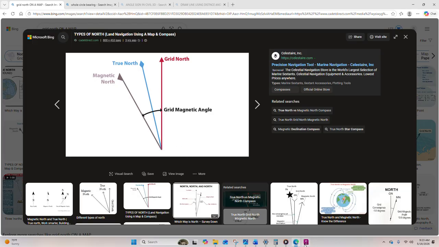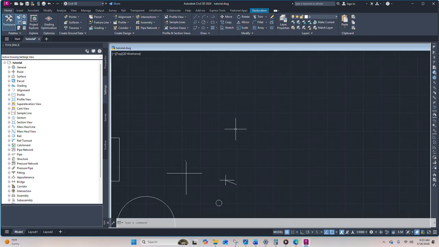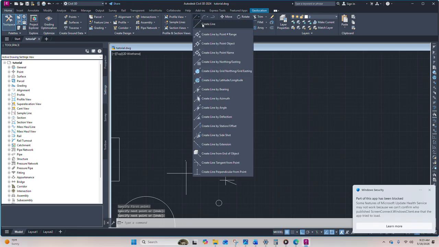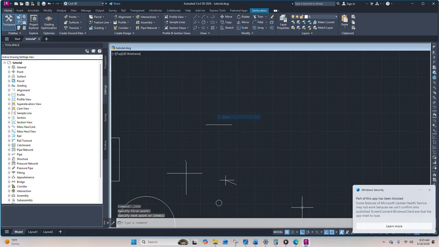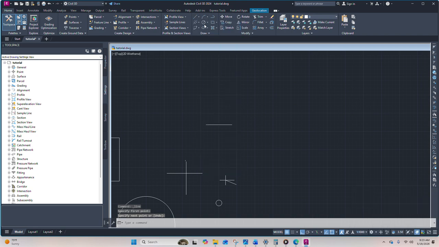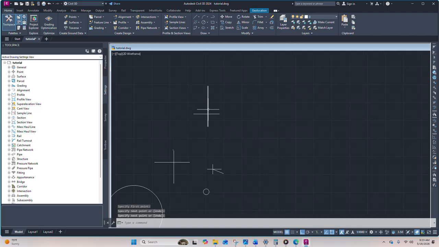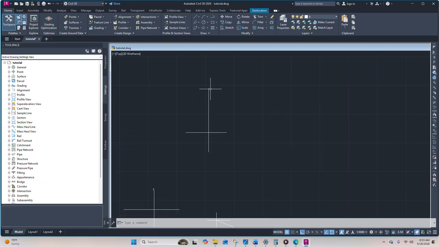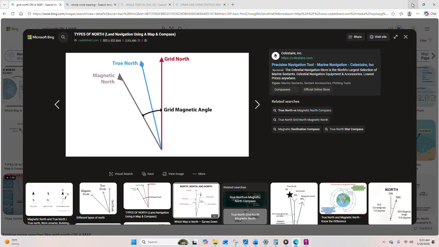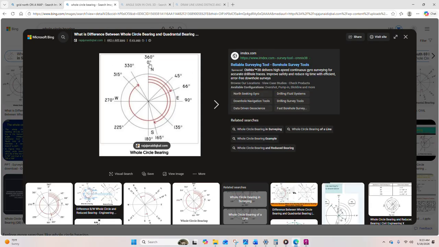So the grid north is always, when you have auto mode on in your Civil 3D and you draw two crisscrossing lines, when the auto mode is activated, the line that faces upwards will always be the grid north. So for our whole circle bearing, you start from the grid north, which will be 0, then 90, then 180, then 270, and finally 360 or 0.